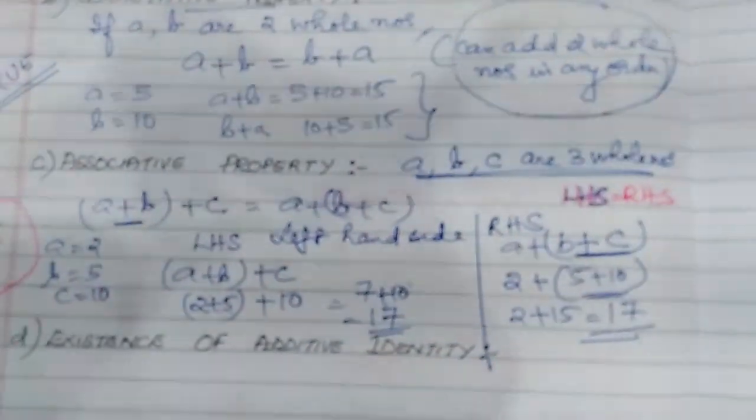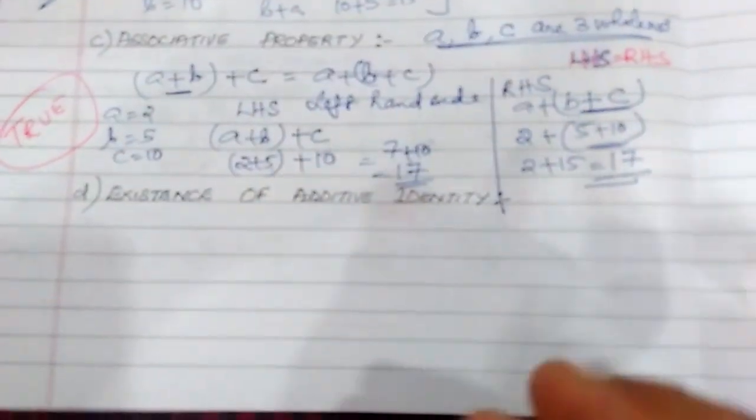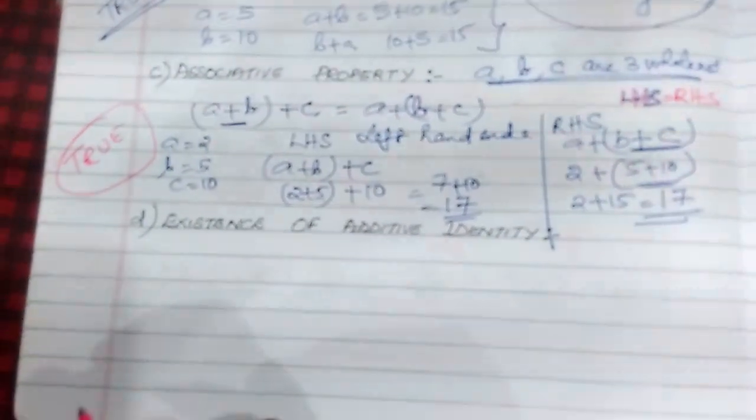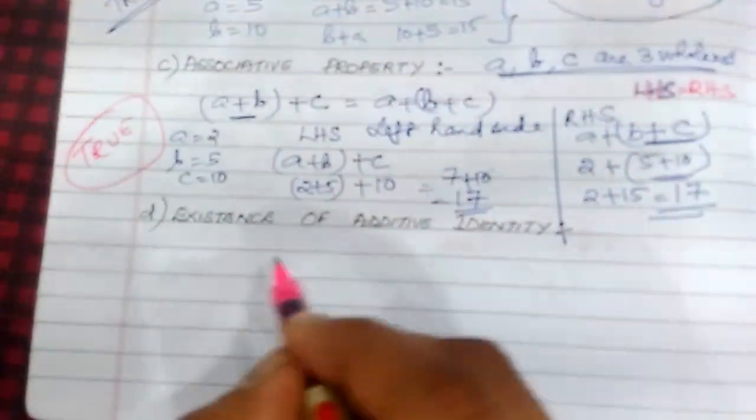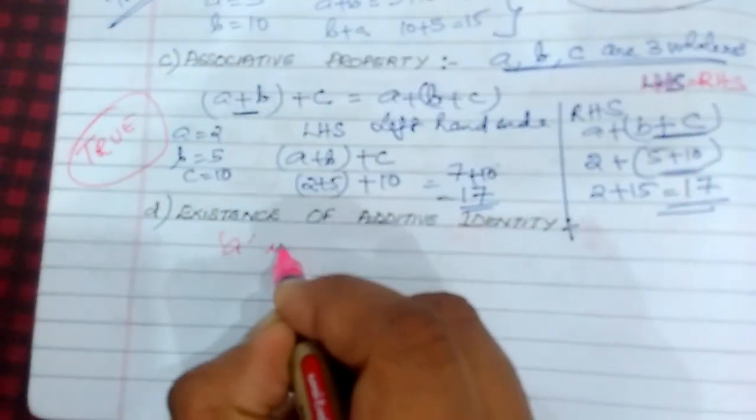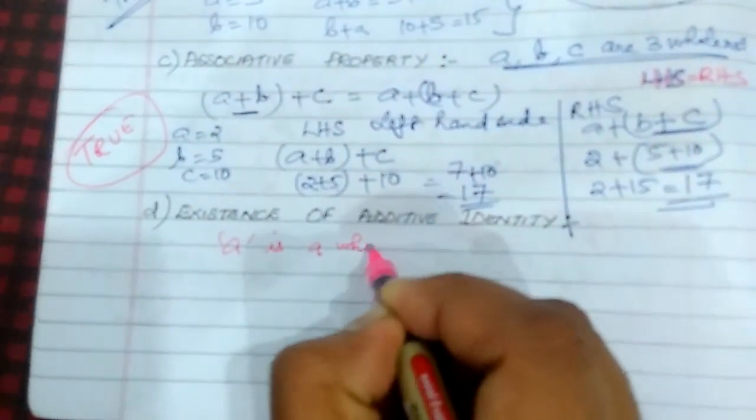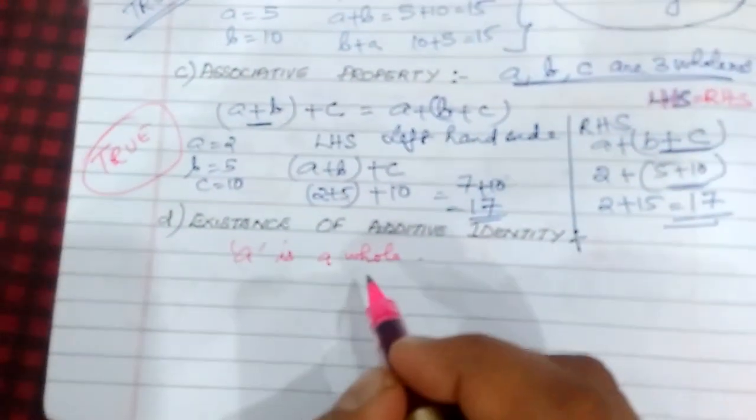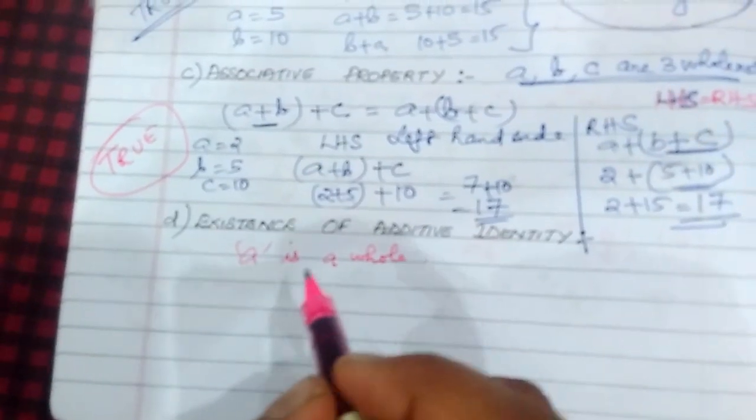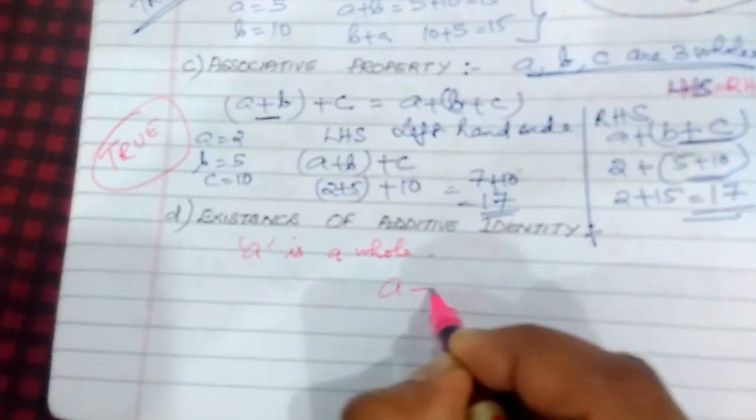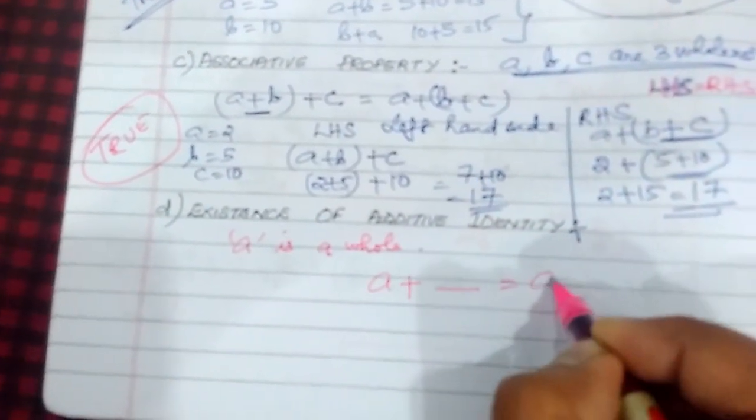Addition is true for the associative property. Now next is the existence of additive identity. That means when you add something to A, as A is a whole number, you should get A as the answer. A plus dash equals A.